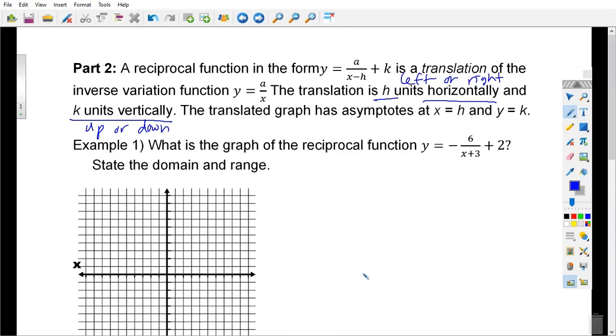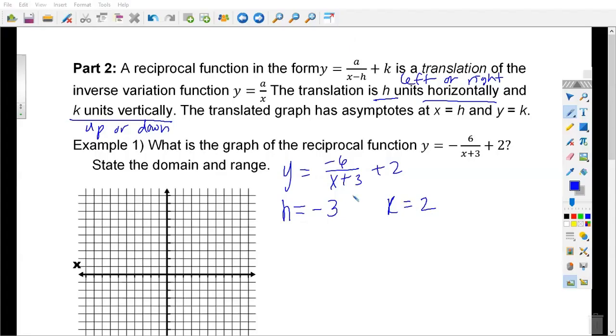Yes. Okay, when you have a negative, it actually belongs in the numerator. So it's -6 over x plus 3 plus 2. From here, I'm going to identify my H and my K. So H equals, x is a liar, so H equals what? -3. And K equals what? +2, right?